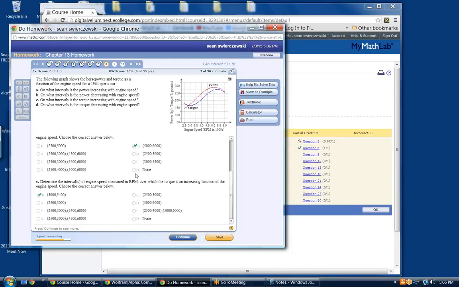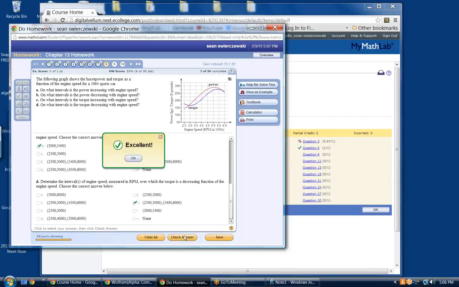And on what intervals is the torque decreasing? 2,500 to looks like 3,200, and then 55 to 6,000. Okay, so it really must be 2,500 to 3,000, and then 54 to 6. So D, yeah. Now see, we could have taken all day to do those four under the old method.